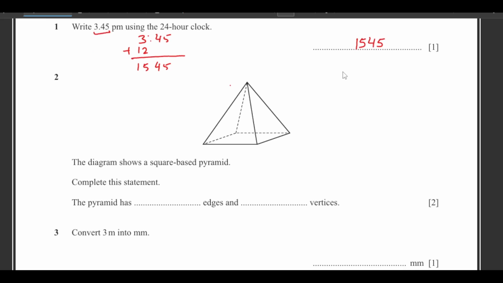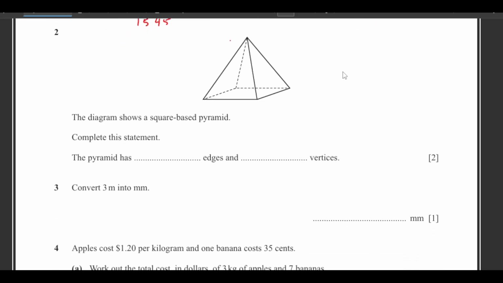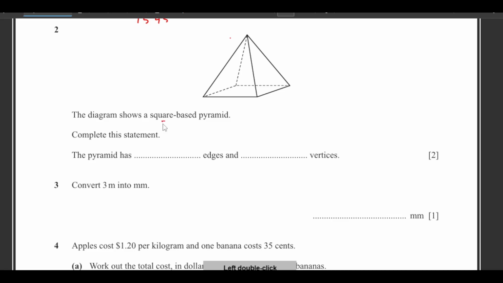Now number 2 that we have here, we have this diagram. The diagram shows a square based pyramid. Complete the statement. The pyramid has dash edges and dash vertices. Now what are edges? Edges are the lines that join two faces. Now this is the edge, let me show you. 1, 2, 3, 4, then 5, 6, 7 and 8. So we have 8 edges.